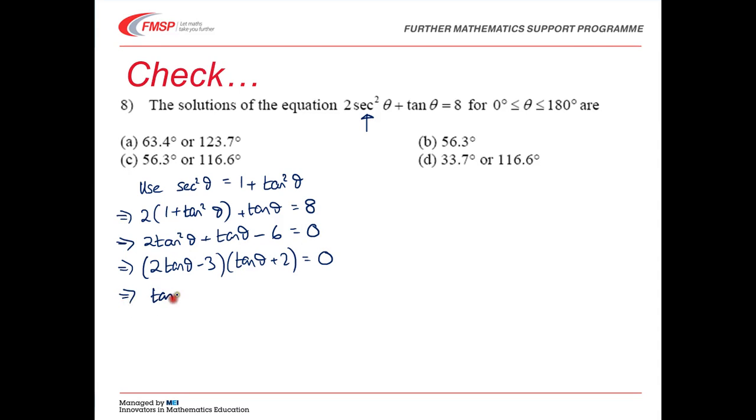giving us tan theta is 3 over 2, or tan theta is minus 2. And on our calculators, making sure we're in degrees mode for this question, we get theta is 56.3 degrees, or theta is 116.6 degrees. And that's C.